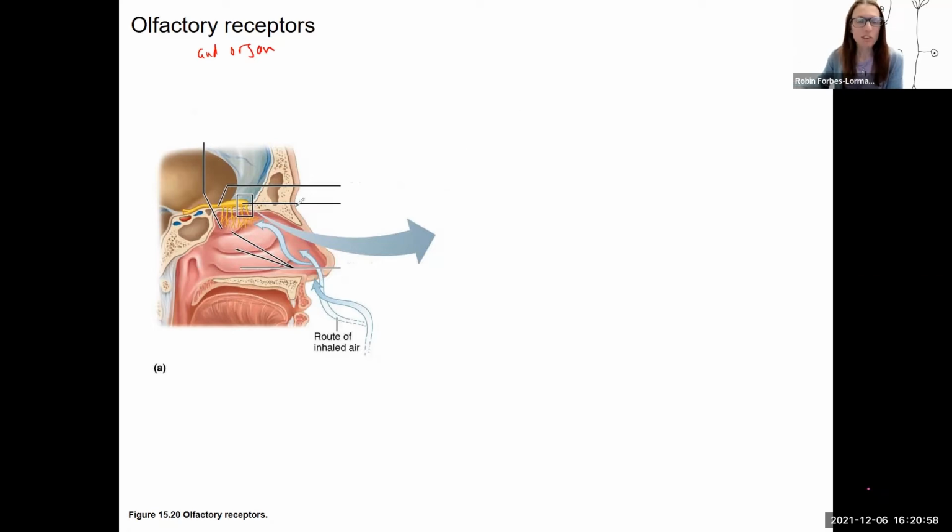So here we've got the nose. You probably recognize that here. And so it's actually odorant molecules that are transmitted in inhaled air. So air is coming in through your nostrils. And these things here, these lines, it's actually 3-dimensional. These are your nasal conchae.